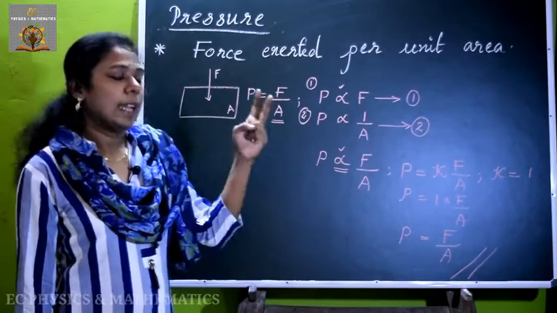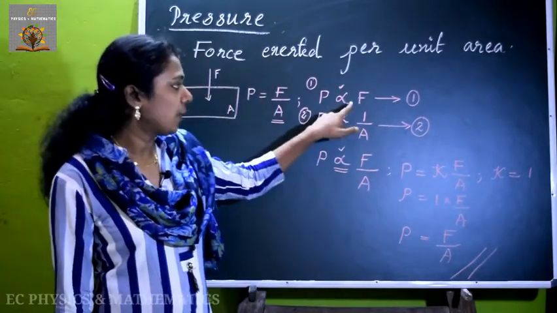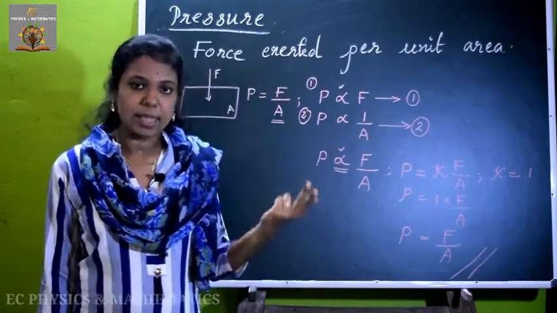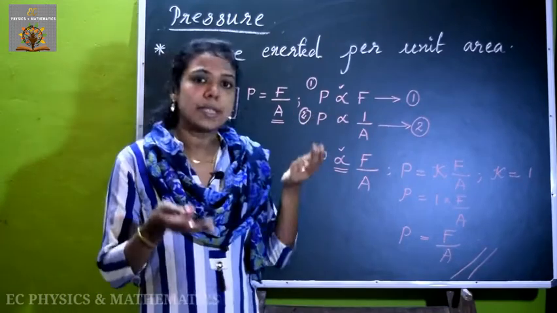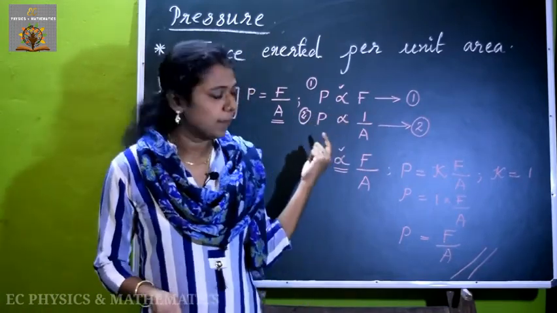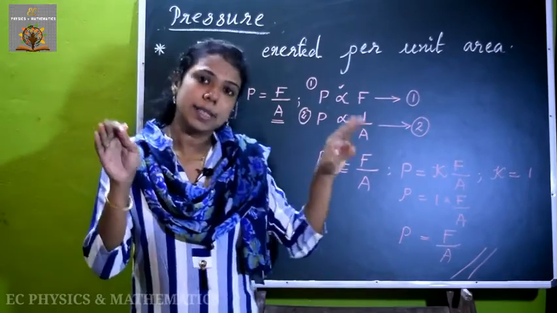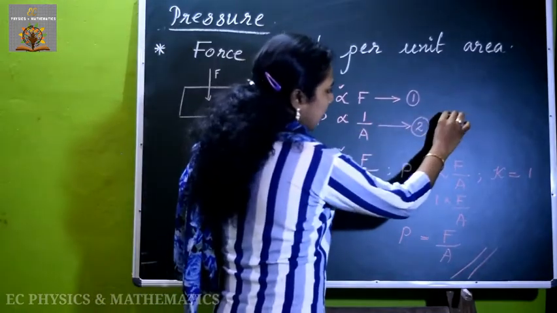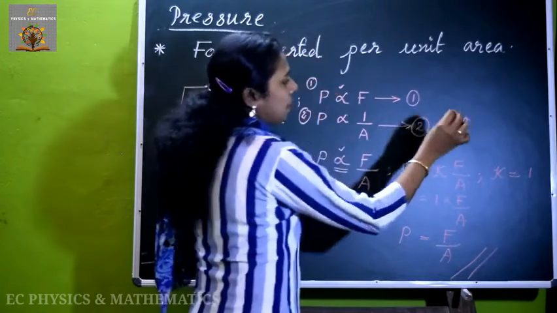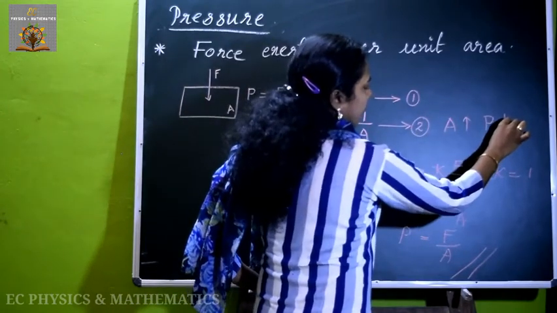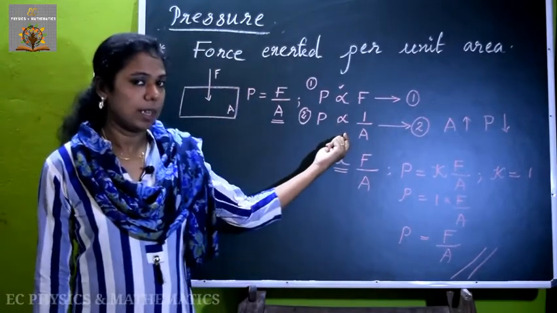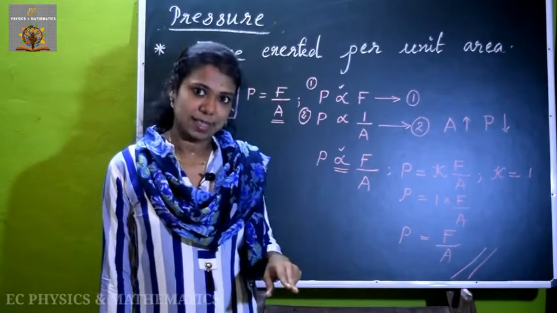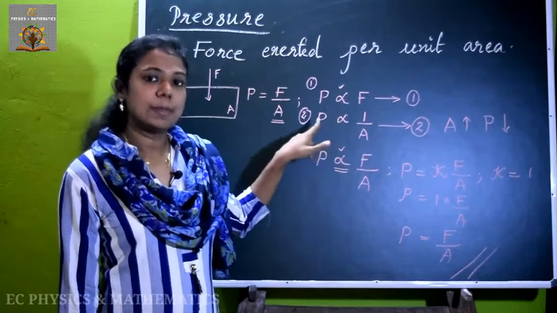Understood? So there are two depending factors for pressure. First one is force and second one is area. Force increases, pressure also increases. If force decreases, pressure decreases. If area is high, pressure is low. That is inversely proportional. Area increases, pressure decreases.